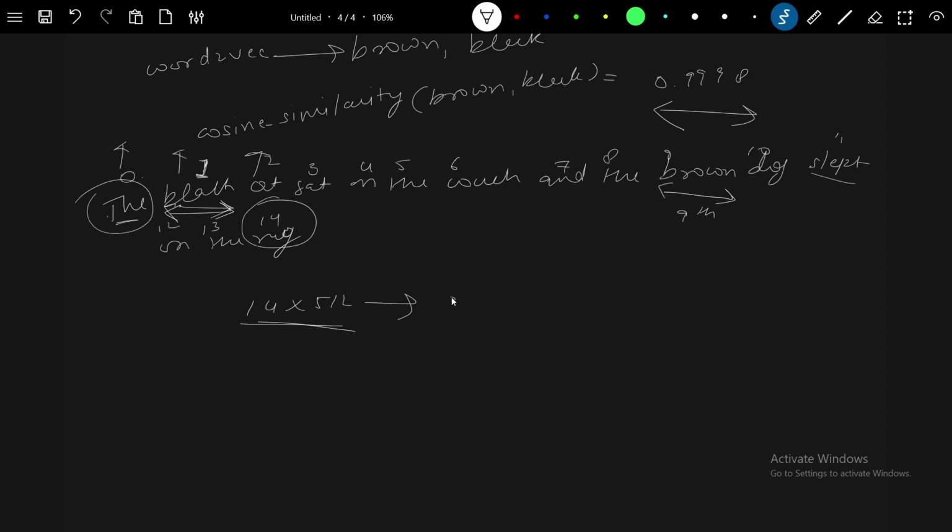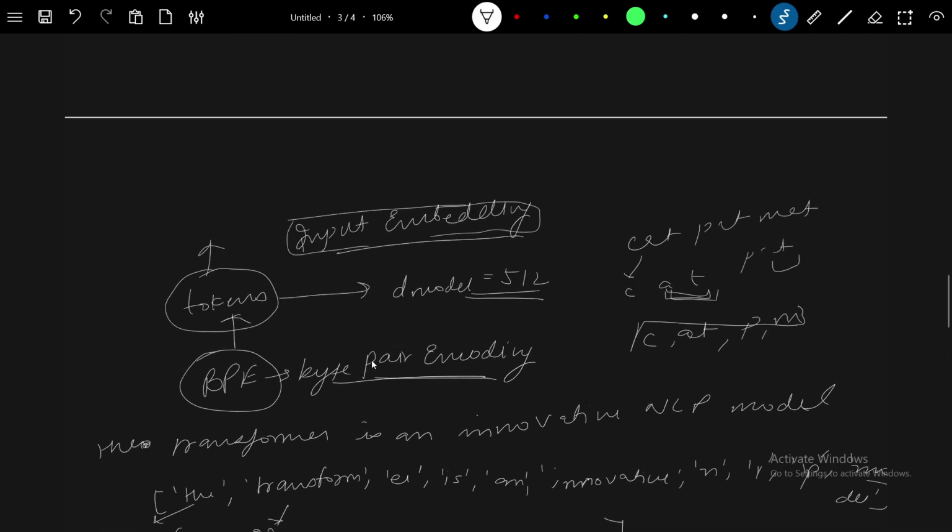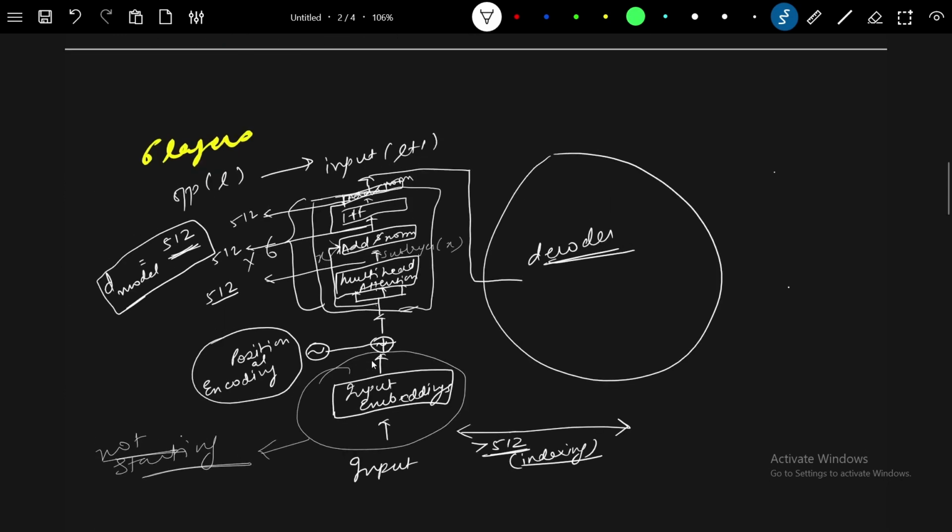So we also need to encode the positions of the words, right? Simple word embedding or word encoding is not enough. We also need to encode the position. That is where, if you see in this diagram, the positional encoding comes in, right? That is very important, and we'll be discussing it in the next video.